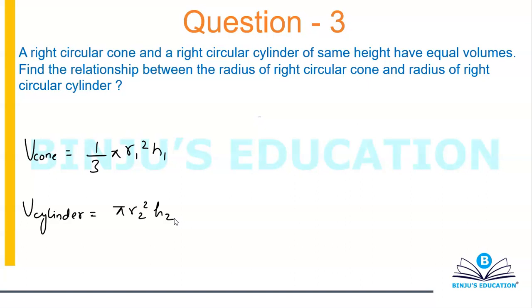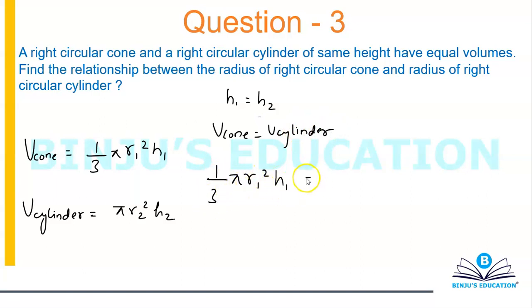Now they happen to have same height, which means h1 is equal to h2, and they also happen to have equal volumes, which means volume of cone is equal to volume of cylinder. So I can say that 1 by 3 pi r1 square into h1 is pi r2 square into h1.